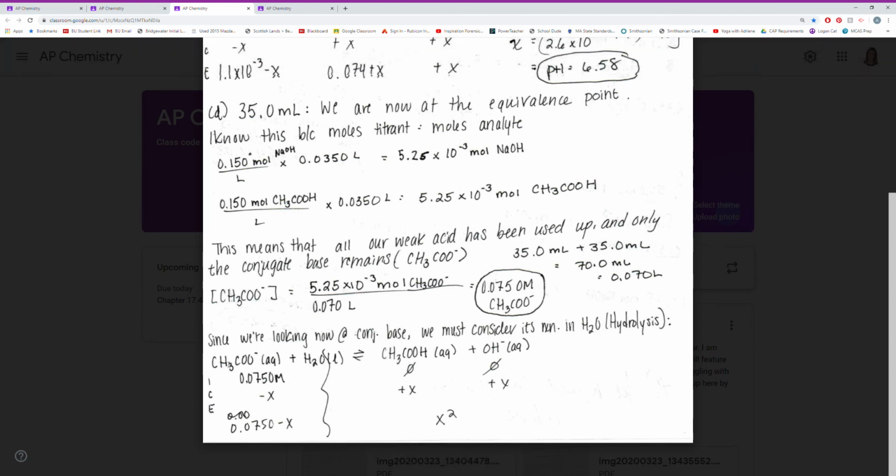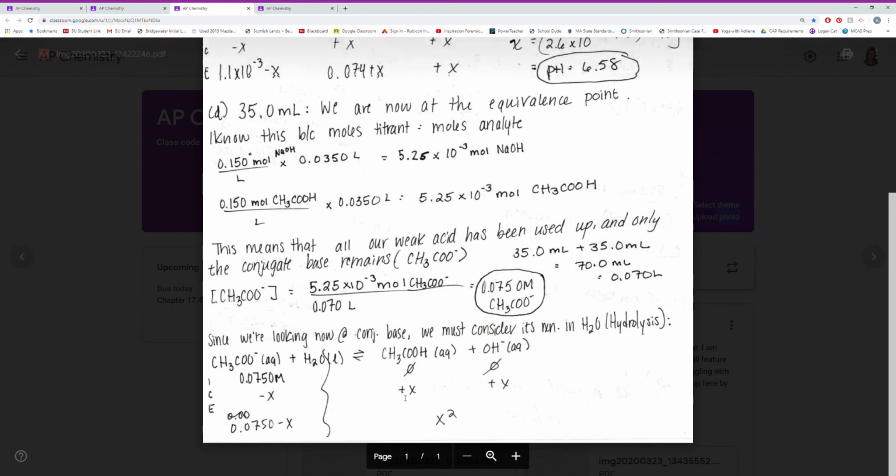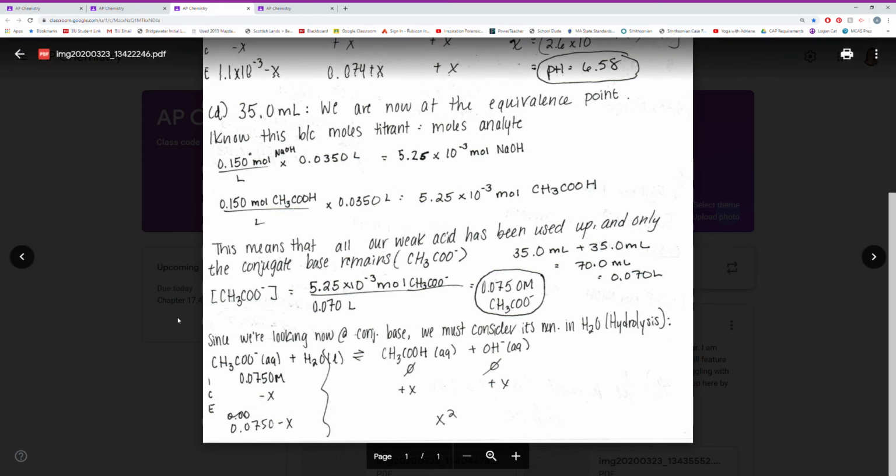Okay, so now we plug in the molarity. We only have the acetate ion, and so we don't have any of this right now. And so we do our regular expression, minus x for my reactants, plus x for my products.